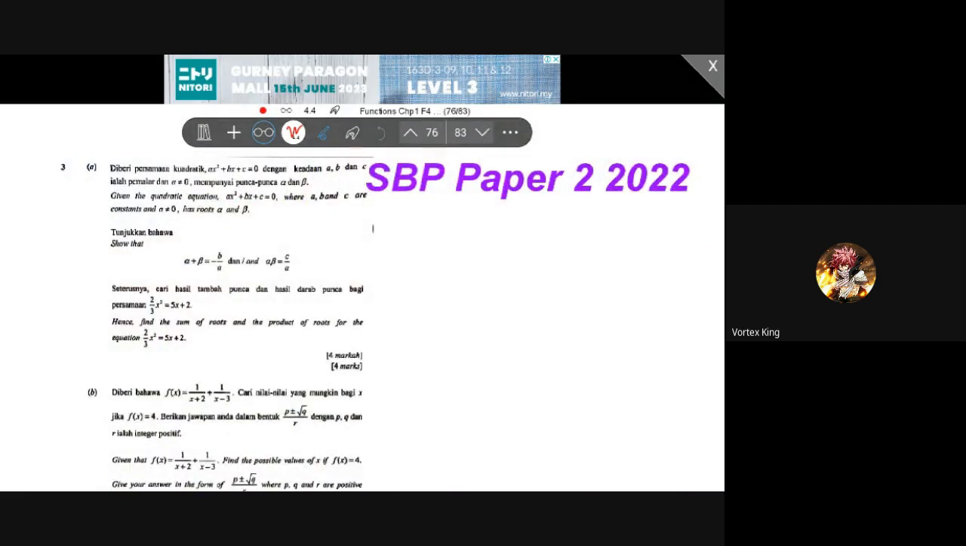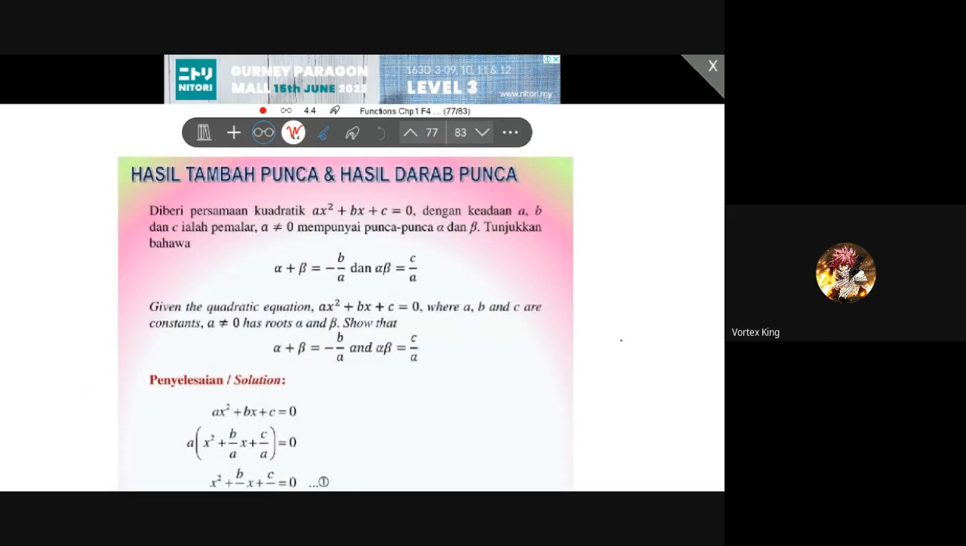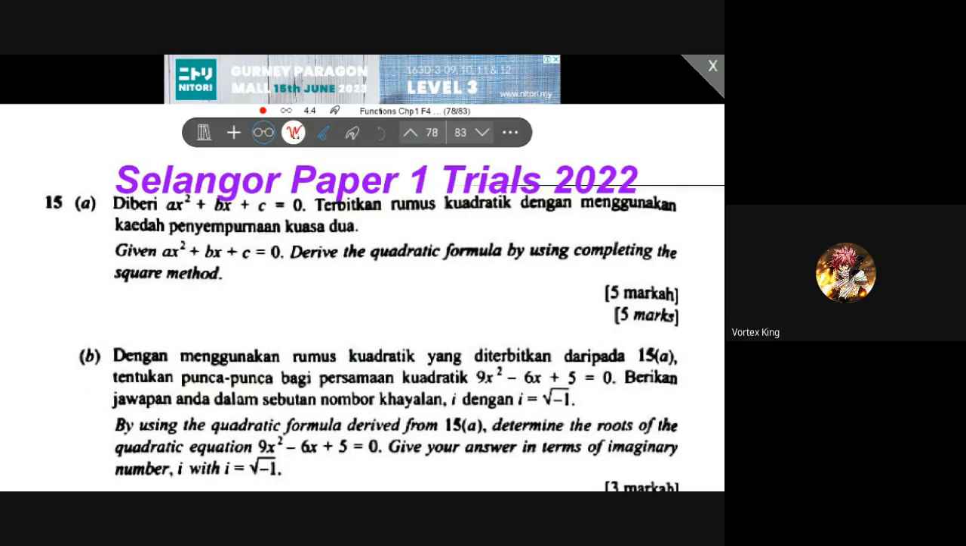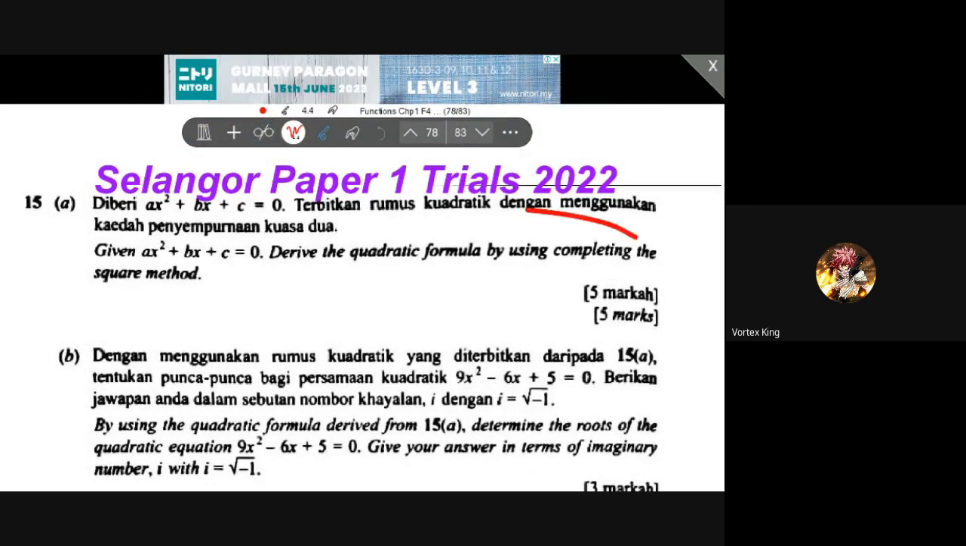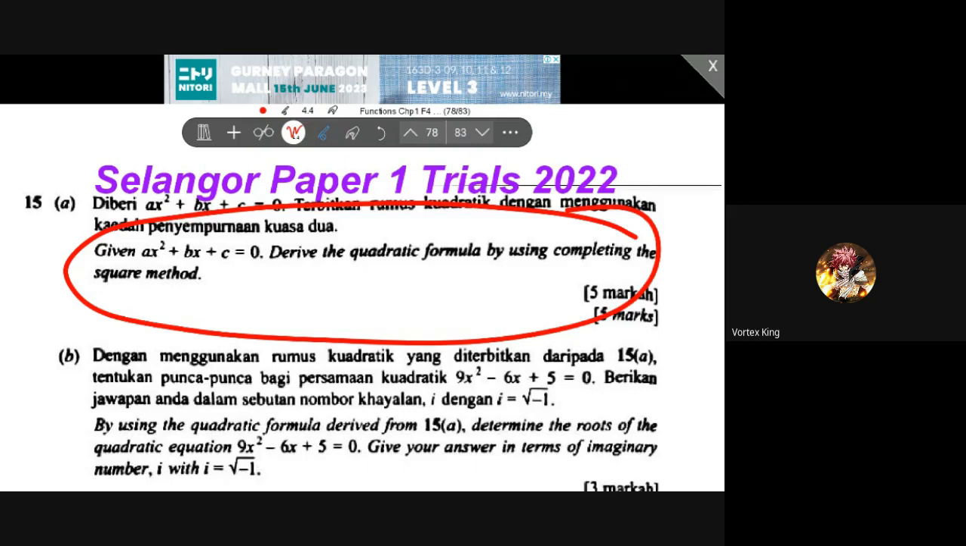Jom. Oh, this one. Let me see which one I want to tell first. Let me think. Never mind, we go this one first. Come, we do this one. Pernah ingat tak? We already derived this quadratic formula earlier. We did this already, right? Remember? Last class, kita derive sama-sama. Kita buktikan soalan susah ni.